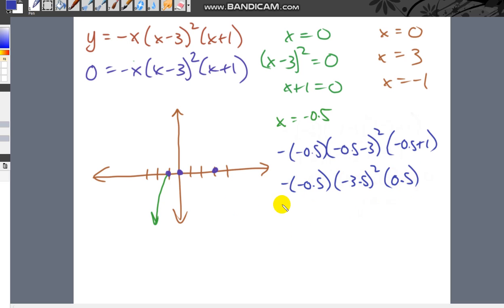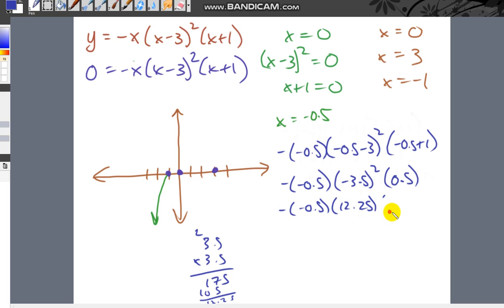Now if you can see here, this is going to be positive. Anything squared is positive, and negative times negative is positive, but I'll just do the math for you real fast. Hopefully I don't mess up. Carry the 2, and to two decimal places, this is going to be 12.25. Not that it really matters, it's still going to be positive, right? 12.25 times 0.5. As you can see, two negatives will become positive anyway.